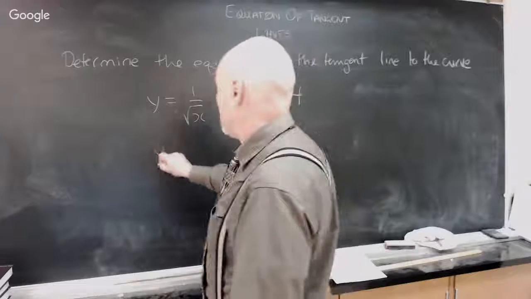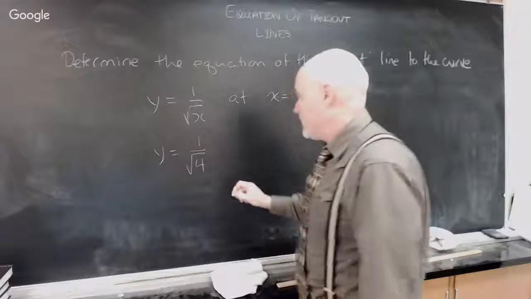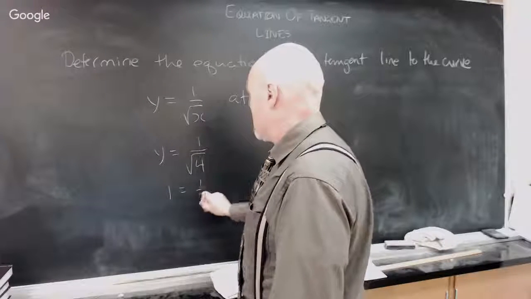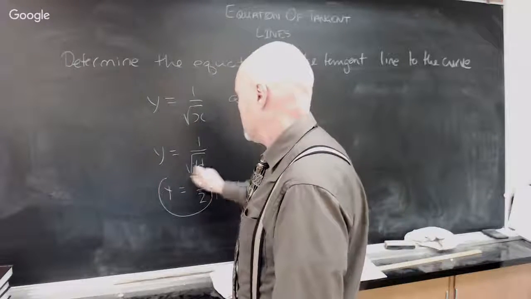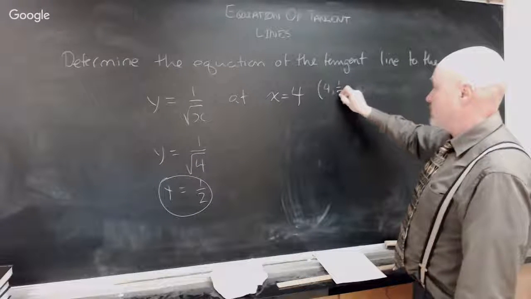So the y-coordinate is equal to 1 over the square root of 4, which is 1/2. So there we go. We're actually trying to find the slope of this at the point (4, 1/2).